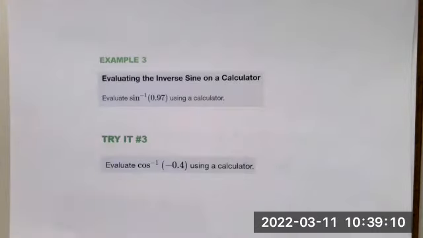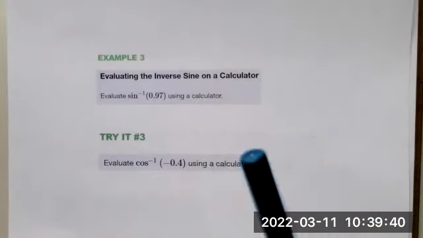Now, what are we going to do if we encounter values that are not our common values that we can find on the unit circle? Well, then we're going to use a calculator. Basically, you can feed your calculator any value between -1 and 1 for sine and cosine, and then any value for tangent and arctangent. Okay, so here's an example, example 3.